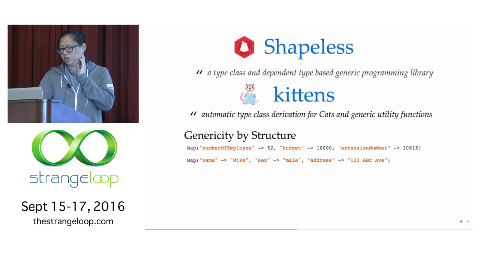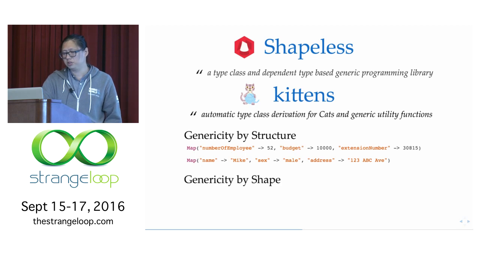We can map it, we can iterate through it, we can do all kinds of stuff with it. And the second map is a map from string to string. It's the same thing. We all know how to deal with a map. Doesn't matter how many fields it has, doesn't matter how many items it has, we can deal with the same thing. So what about genericity by shape?